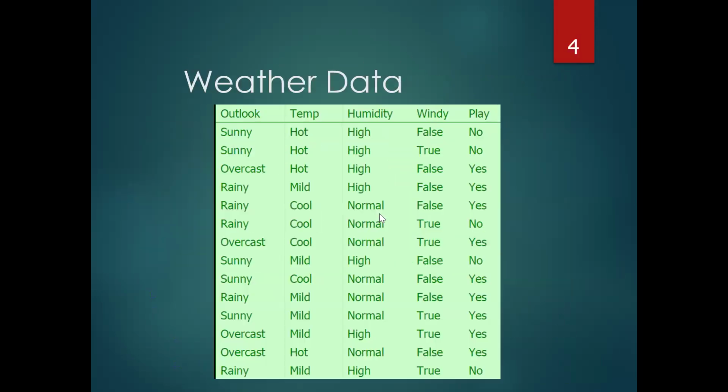Let's go back. This is my data set. Look at how many times humidity is normal and windy is false. We have humidity normal, windy false, four times. There are 4 instances. Out of these 4, how many times is play yes? 1, 2, 3, 4. That means 4 out of 4, which is 100%. That's what we have seen there.